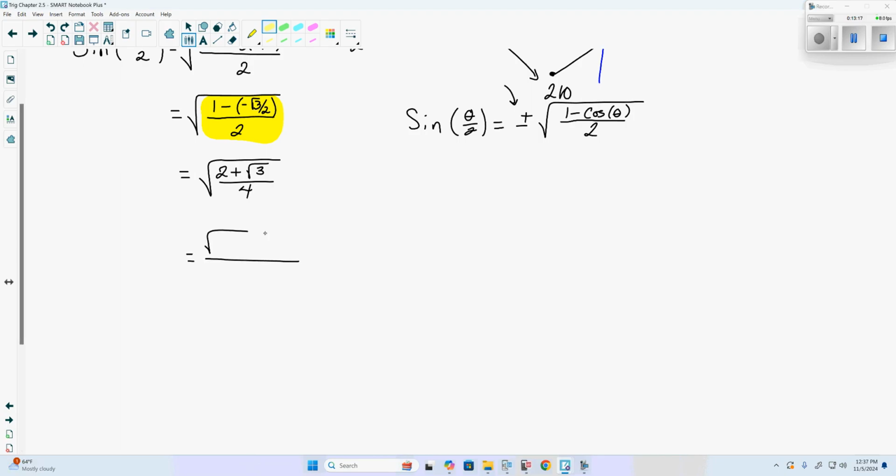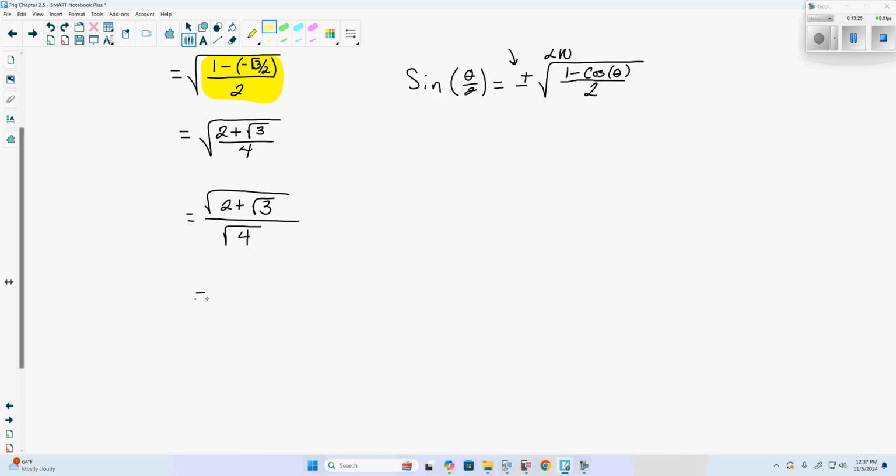Now we do need to simplify this radical, and what we do to simplify is we take the square root of the top over the square root of the bottom. For us, we're going to leave it as the square root of 2 plus the square root of 3. However, the square root of 4 is 2. So our final answer is the square root of the quantity 2 plus the square root of 3, all over 2. Questions on this here? Yes.